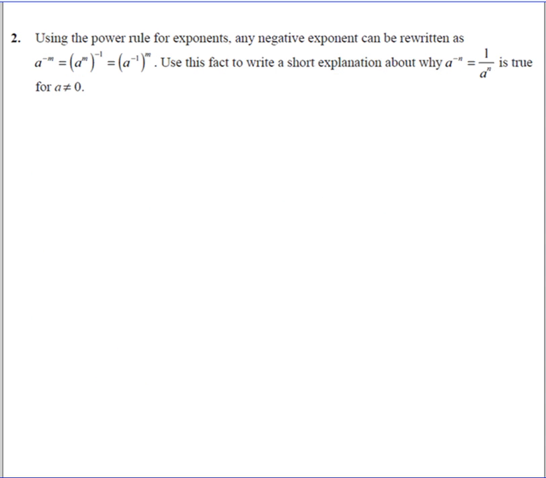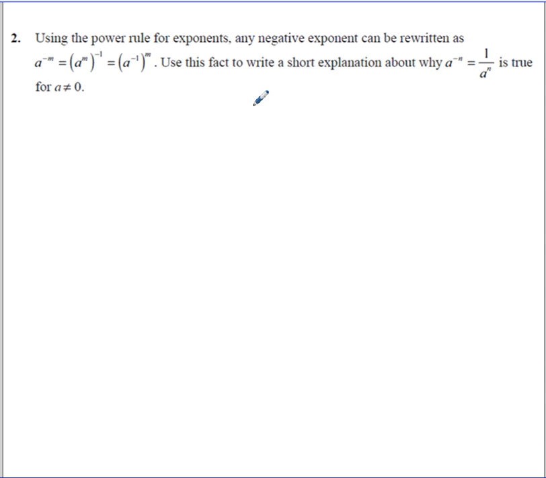And with that idea, they're showing us that our negative exponents, when you have -1, it just flips, and then the 1 disappears, but you can have other exponents as well. That we have a to the -m power is the same as a to the m power, and then to the -1 power, or a to the -1 power, and then to the m power.